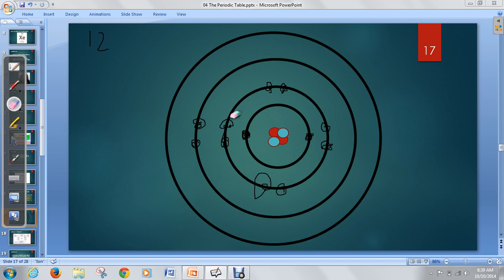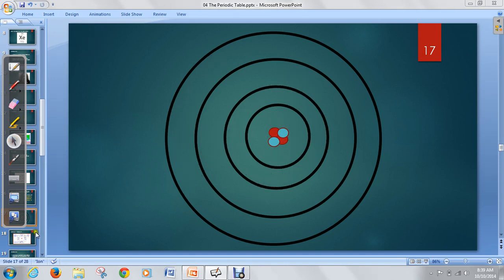So there's 2 on the innermost, 8 on the second level, and then 2 on the third level. That's the process we use to draw the electron shell diagrams. Hopefully that makes sense. Let's just look at another example.